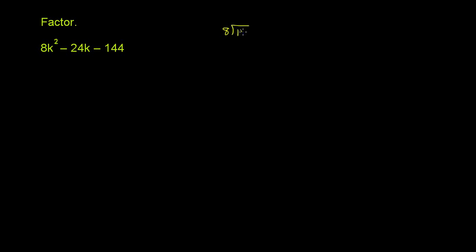8 goes into 144. 8 goes into 14 one time. 1 times 8 is 8. Subtract, you get a 6. 14 minus 8 is 6. Bring down the 4. 8 goes into 64 8 times. So it goes into 144 18 times. So let's just factor out an 8 of this, and then that'll simplify our expression. It'll actually give us a leading 1 coefficient.